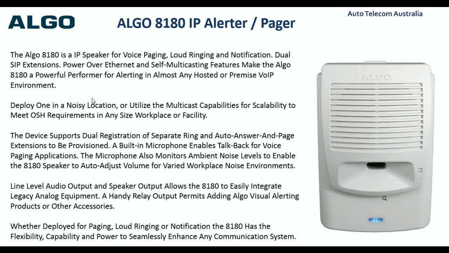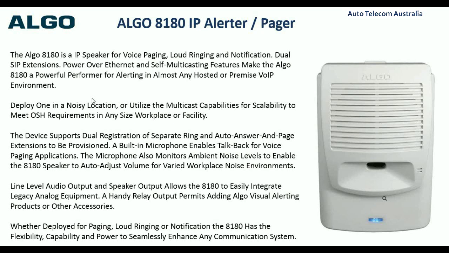On the other side of the coin, we can also use it as a pager. So it's got a second SIP registration we can set up for a paging unit. So when we dial another SIP extension, e.g. 201, the 8180 will chime, as in for the paging coming through, and then you are speaking through and can do paging.